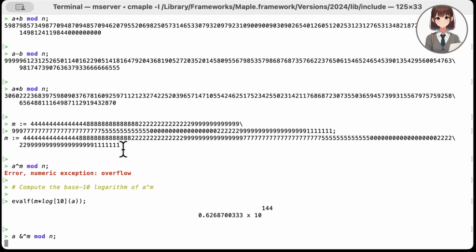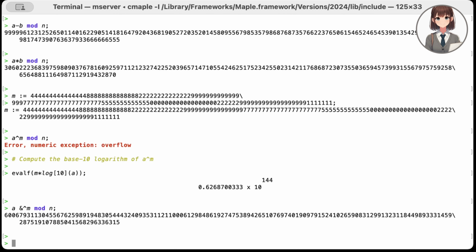So we'll use the ampersand symbol, which instructs Maple to use the repeated square and multiply algorithm. And Maple gives us the answer almost instantaneously. This is not surprising, since repeated square and multiply is a polynomial-time algorithm.